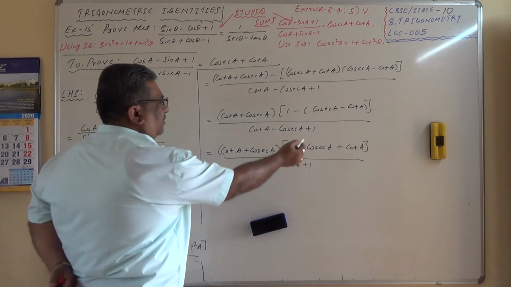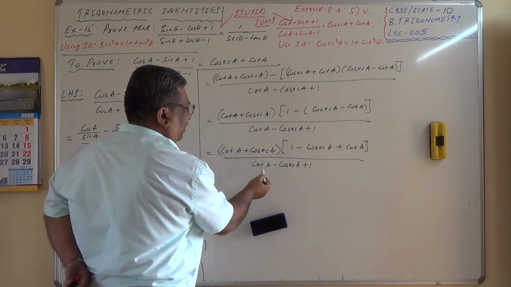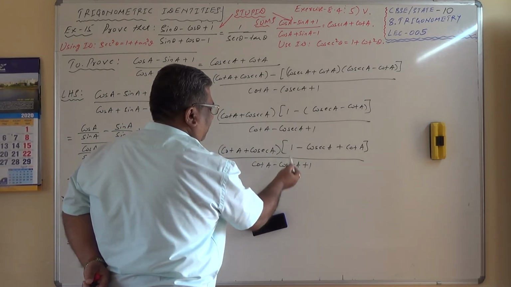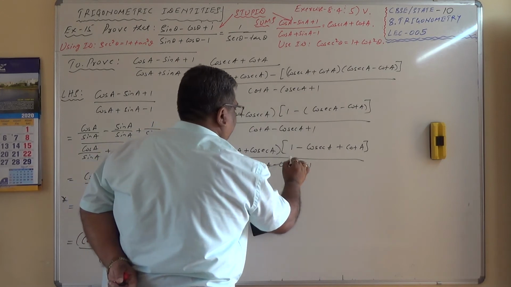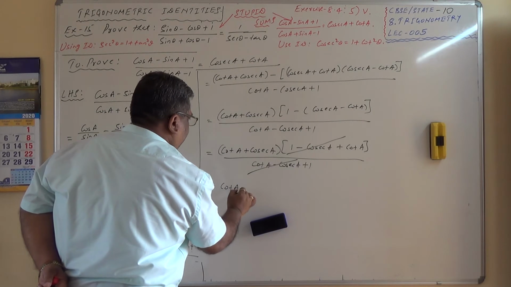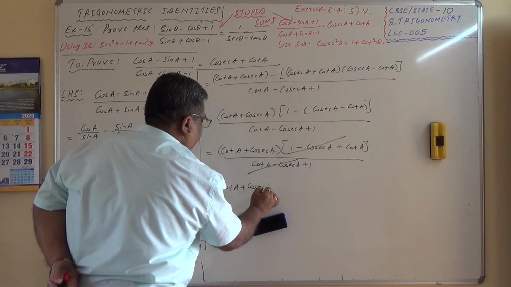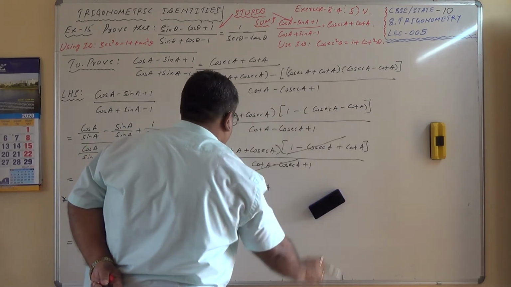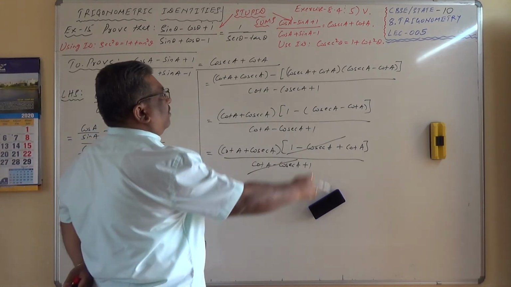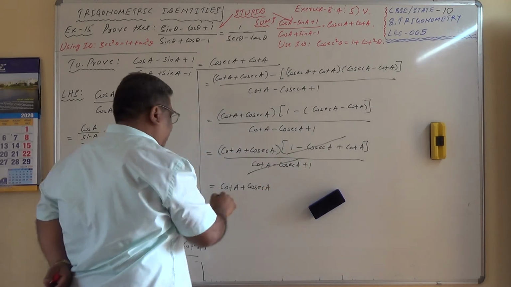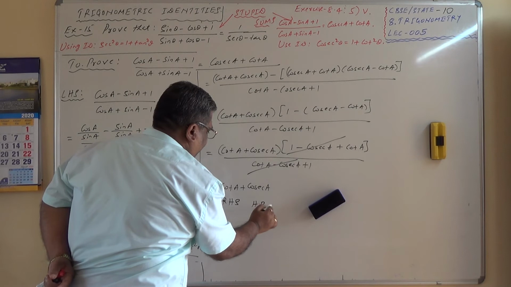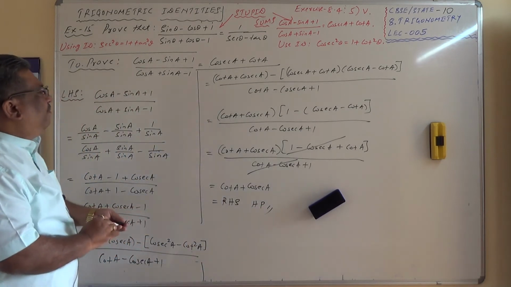Check this side and this side: cot A plus cot A, minus cosec A minus cosec A, plus 1 plus 1. Therefore, these two terms are equal and cancel, which equals cot A plus cosec A. What is to be proved here? Cosec A plus cot A. Yeah, we got it, which equals RHS. Hence, proved. So, make a note of this one.